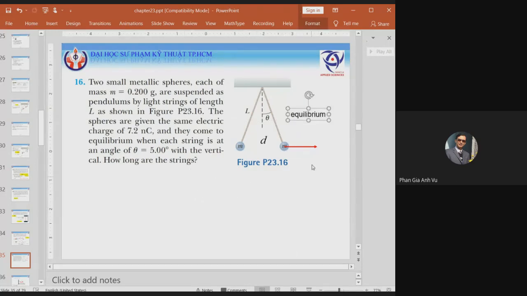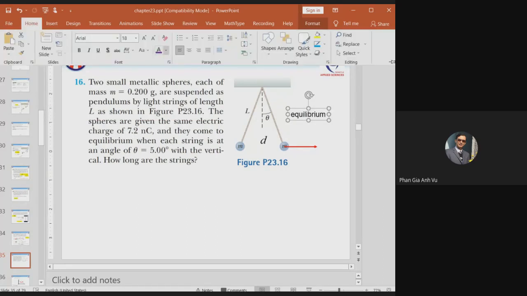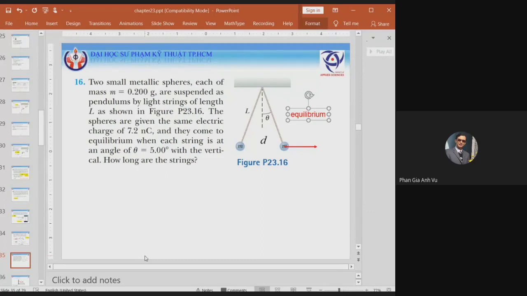What is this in Vietnamese? Equilibrium situation. Can someone tell me what it means in Vietnamese? Trạng thái cân bằng. Okay, không phải là vị trí cân bằng mà trạng thái cân bằng. Okay, what is the condition for an equilibrium? What is the condition?